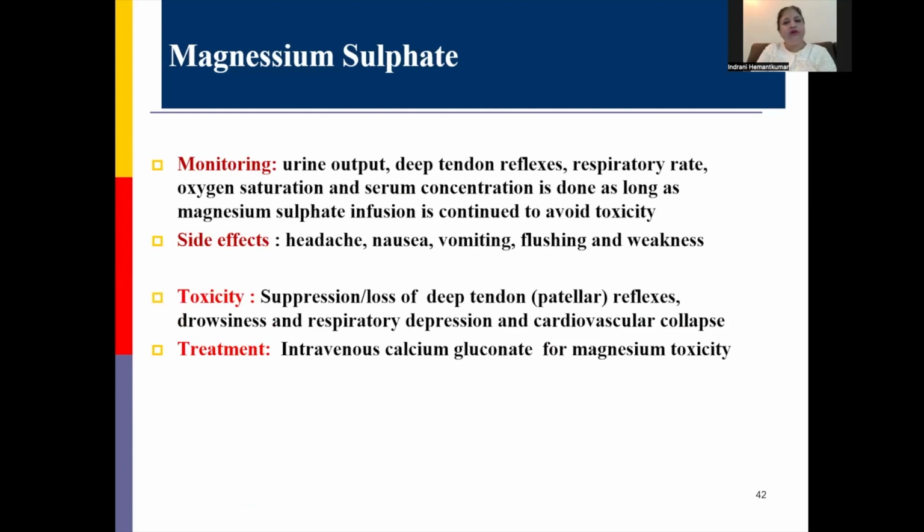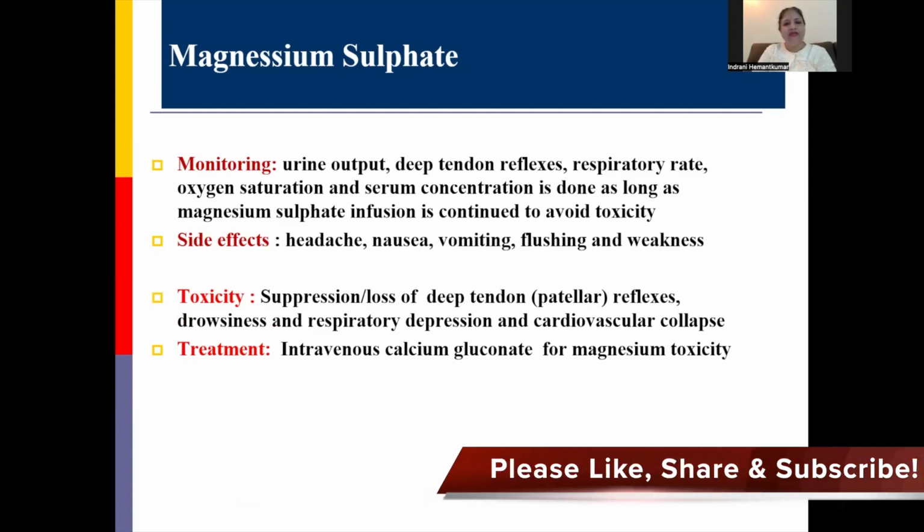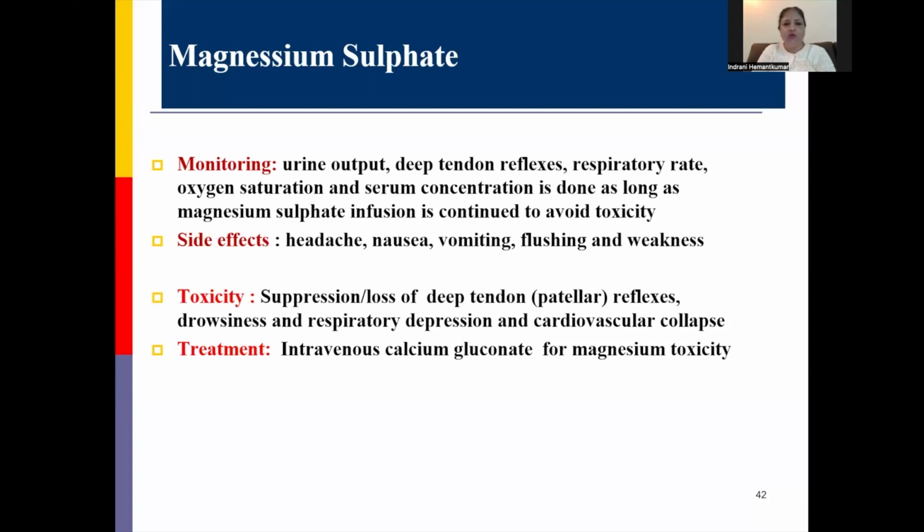So, what all will you monitor when you're giving magnesium sulfate? You'll monitor urine output, deep tendon reflexes, respiratory rate, oxygen saturation, and the serum concentration, because you have to avoid toxicity. The patient can develop headache, nausea, vomiting, flushing, and weakness. And in toxicity, you have loss of deep tendon reflexes like the patellar reflex. The patient can be drowsy, the respiration will become slow, and you can have a cardiovascular collapse.